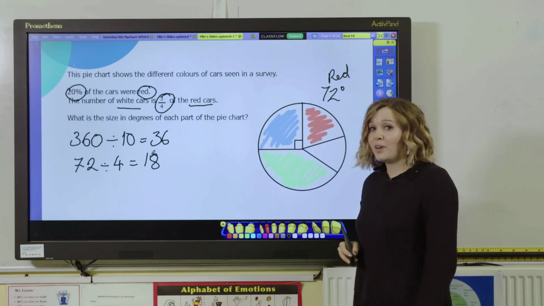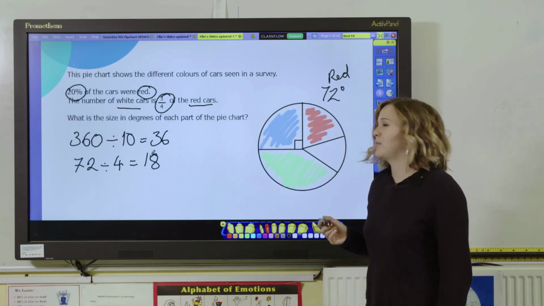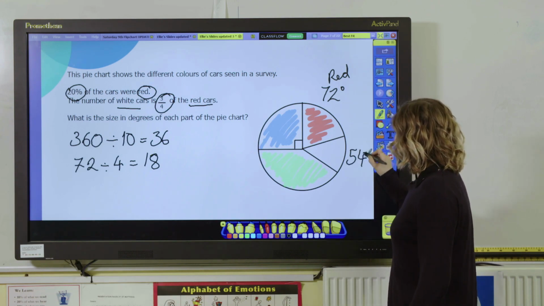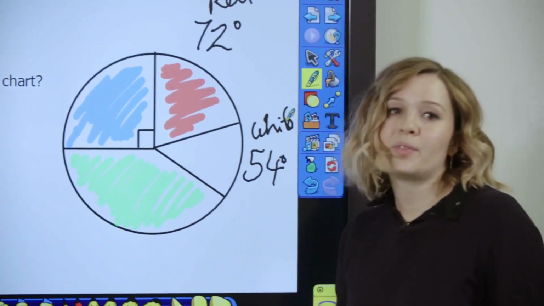But it's not 1/4 of this amount, it's 3/4. So the last thing they need to do is multiply that by 3. And 18 multiplied by 3 gives you 54 degrees. So that's our white cars there.